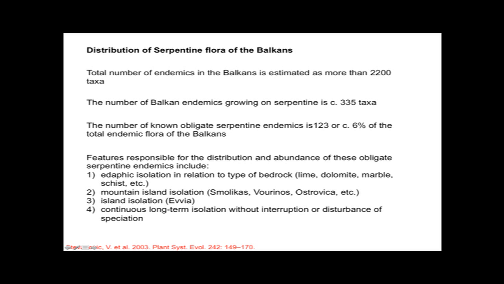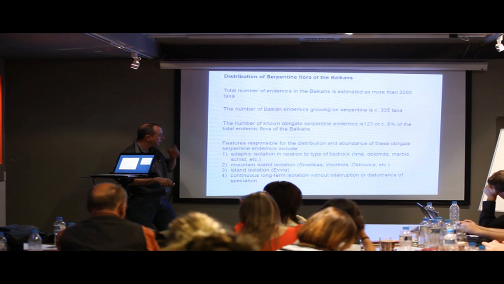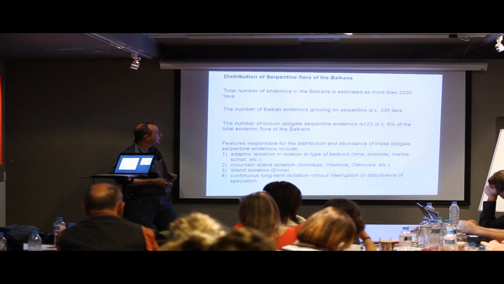The features which are responsible for the distribution and the abundance of these obligate serpentinophytes in the Balkans are edaphic isolation, and mountain island isolation: serpentine areas which act biogeographically as islands in the mountains. This is the case of Evia, which has some interesting serpentine areas. Another feature is the continuous long-term isolation of the serpentine areas in the Balkan Peninsula without interruption or disturbance of the speciation process.